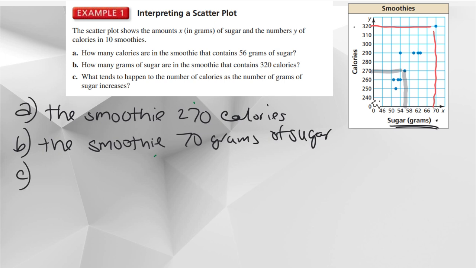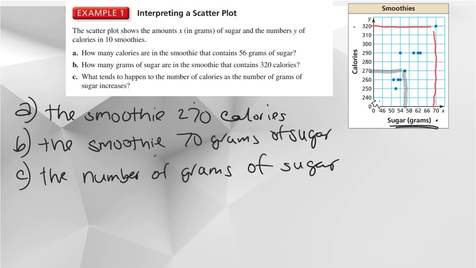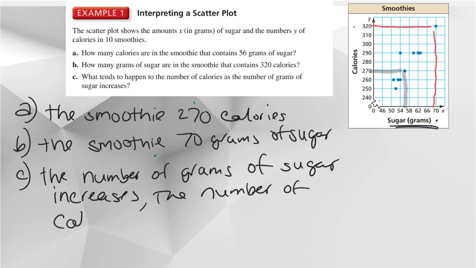And in C, the question they're asking us is: what tends to happen to the number of calories as the number of grams of sugar increases? We can see that as the number of grams of sugar increases, correct? It's going up, the number of calories is also increasing.